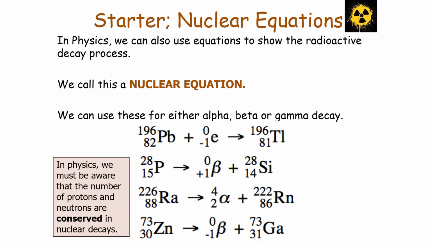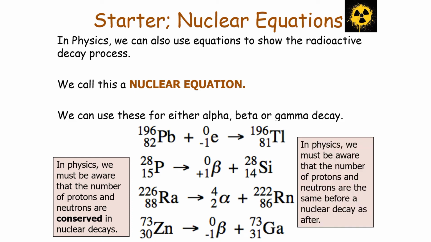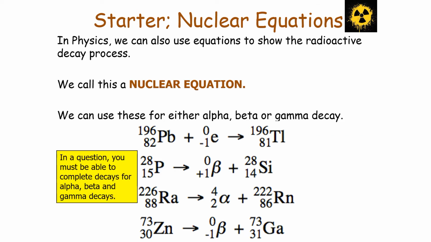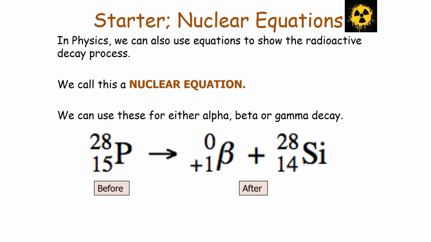Now in physics we've got to be aware the number of protons and neutrons are always conserved in nuclear decays. So the number of protons and neutrons is the same before a nuclear decay as it is after. So this means the mass number and the atomic number is the same before a nuclear decay as it is after. So in a question you should use these facts to complete the decays for alpha, beta and gamma, and also recognize if it is either alpha, beta or gamma. So you can consider what happens before a decay and after a decay.